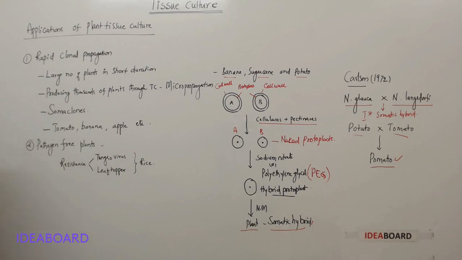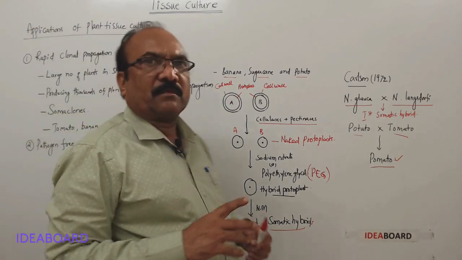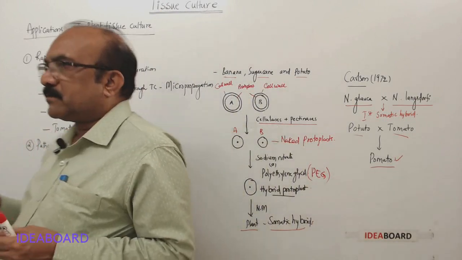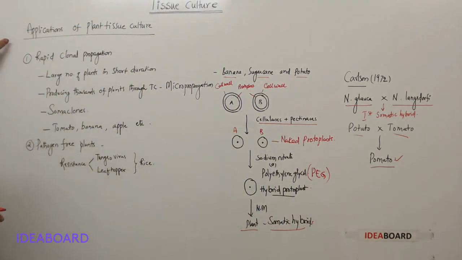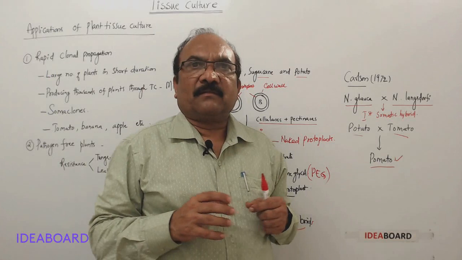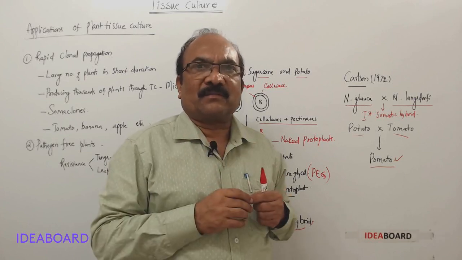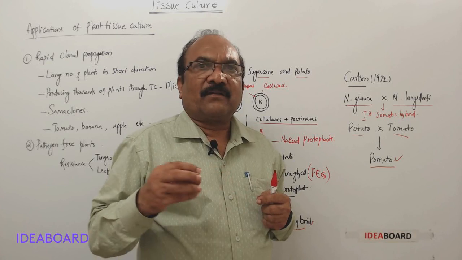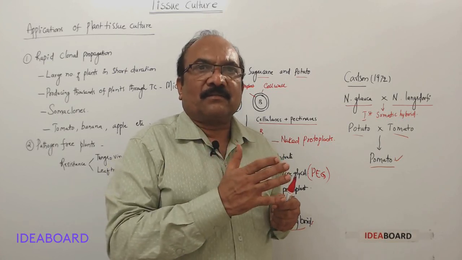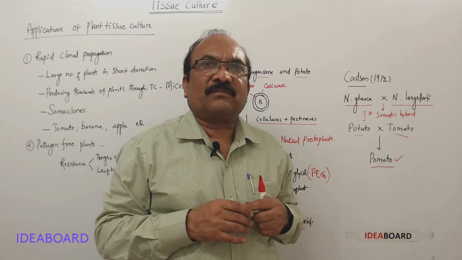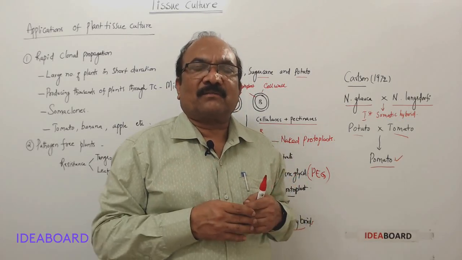Now, let us conclude this tissue culture topic by discussing some merits or applications of plant tissue culture. And with that, two important aspects we can discuss here. One is rapid clonal propagation. Means what? Of course, you know that in vegetative propagation, the offspring look exactly like their parents, and we call them clones. And even this tissue culture is a type of vegetative propagation only, because the offspring or the children plants look exactly like their parents. So that's why these are called somaclones.